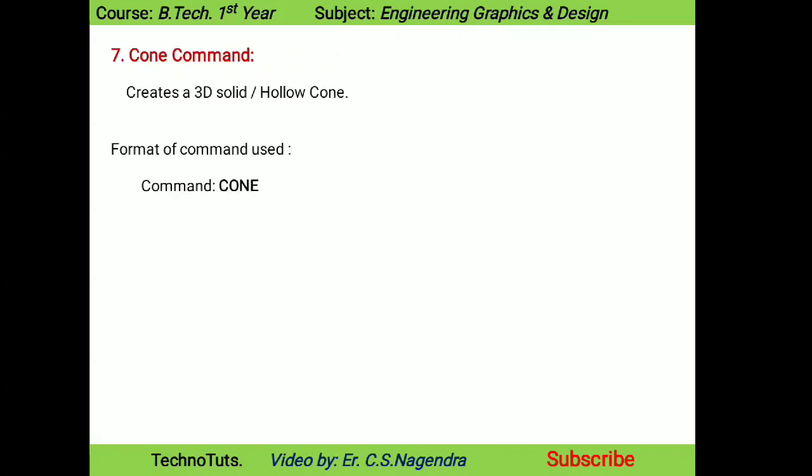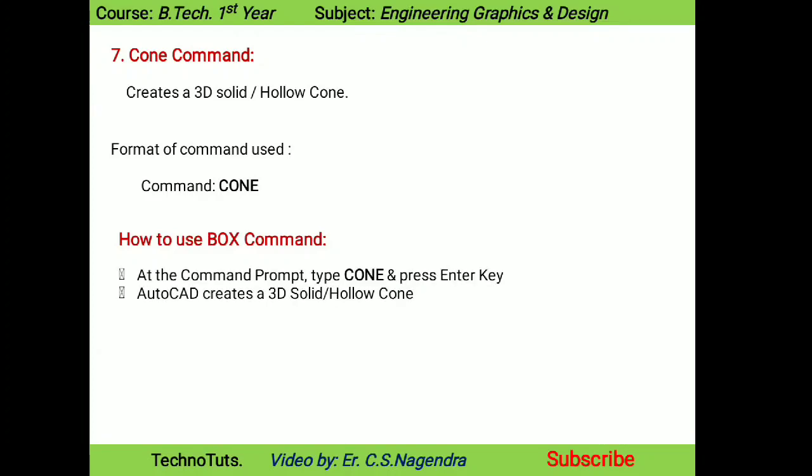The cone command creates a 3D solid or hollow cone. The format of the command used is: at the command prompt, type cone, C-O-N-E. Sorry, it is written here as box, but it is the cone command. At the command prompt, type cone and press the enter key. AutoCAD creates a 3D solid or hollow cone for you with the given dimensions.